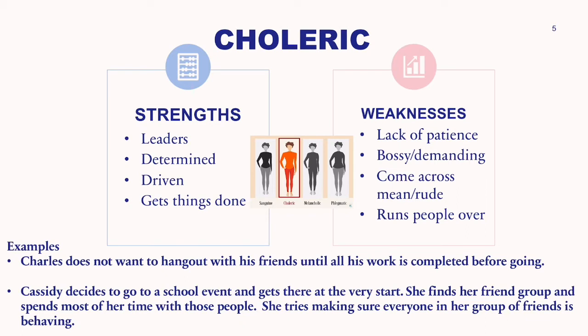So we're going to start off by going into the strengths and weaknesses of cholerics. So these people are very good leaders. They'll take charge during situations where people don't know what's going on. They're very determined and driven, so they're very motivated to get tasks done. And like it says there, they get things done on time normally. And then their weaknesses is they're not very patient, and they can come across very aggressive or demanding.